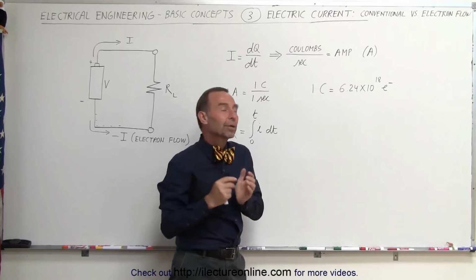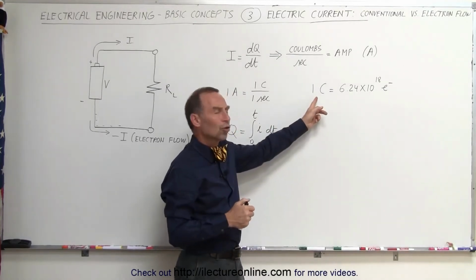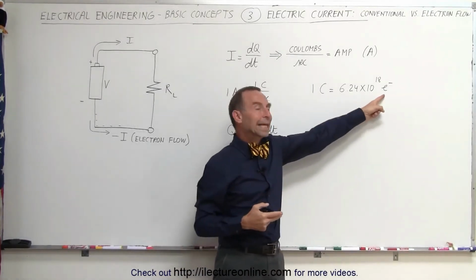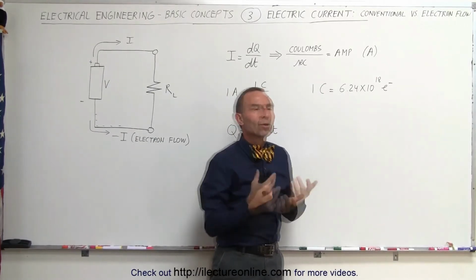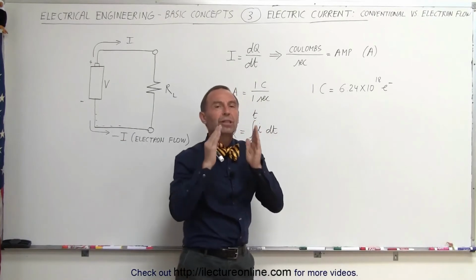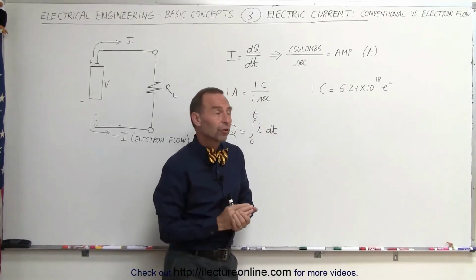Now here again is where people get confused. They say, well, if the charge is positive and yet you indicate negative charges, electron charges, how can you justify that? An electron charge is simply a unitary charge, the simplest charge in the universe.